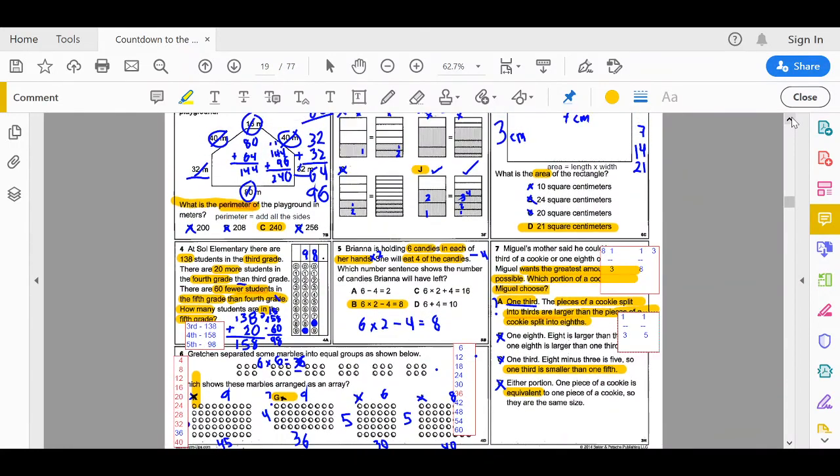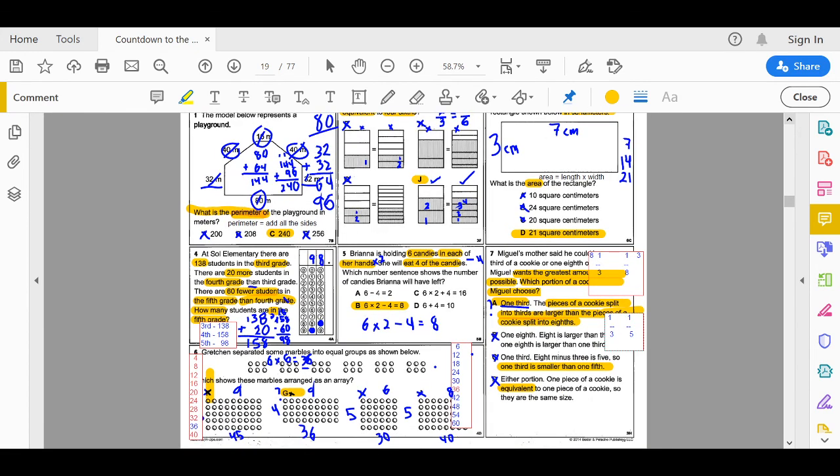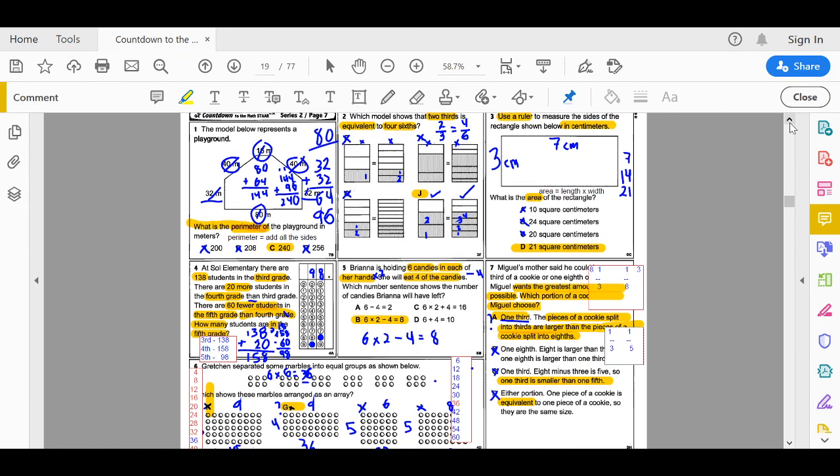Number 1, it was a perimeter. The right answer is letter C. Number 2, it was about equivalent fractions. The answer is J. Number 3, the right answer was D, 21 square centimeters. Number 4, we need a 98 on that grid. Make sure they are in the right position. Number 5, the answer is B. Number 6, we need to find an array equal to 36, and that is letter G. And number 7, the right answer is letter A.